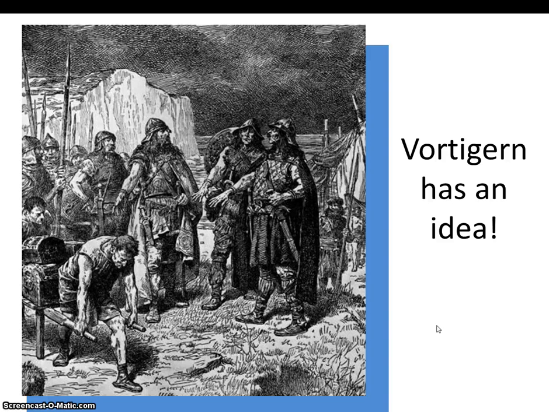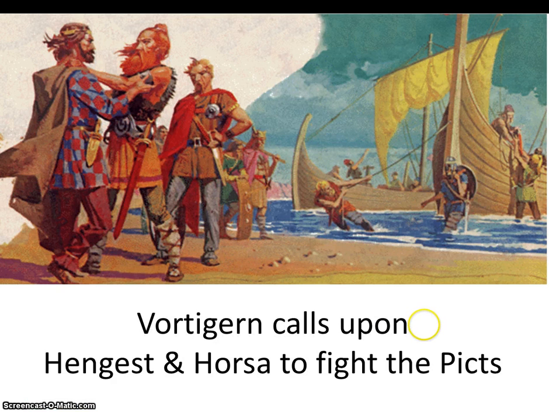In 449 CE, one of the Celtic kings who lived just south of Hadrian's Wall, his name was Vortigern, had an idea. Vortigern remembered that there were tribes of warriors to the east in Denmark and Germany who he might be able to hire to fight against the Picts. He called upon the leaders of the tribes, Hengist and Horsa, to come to England and defend the Celts, who could no longer defend themselves.